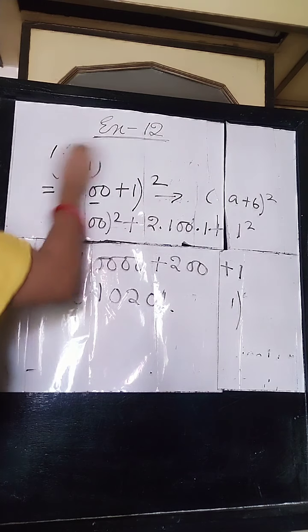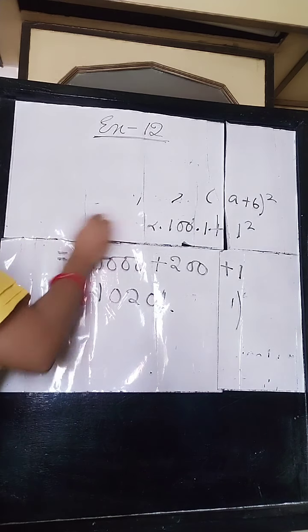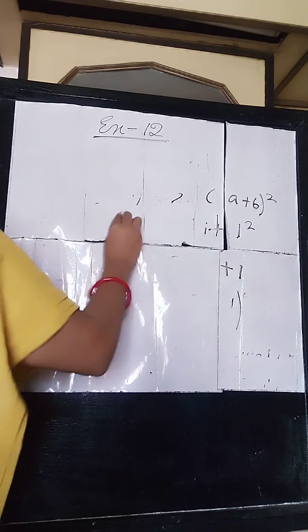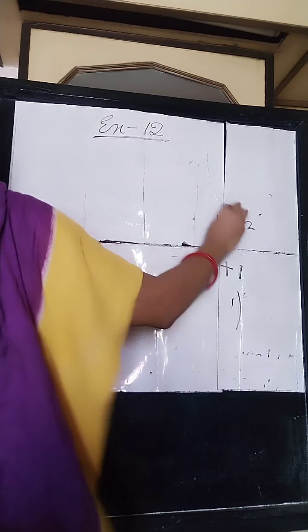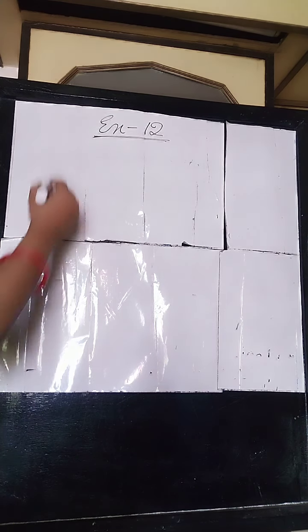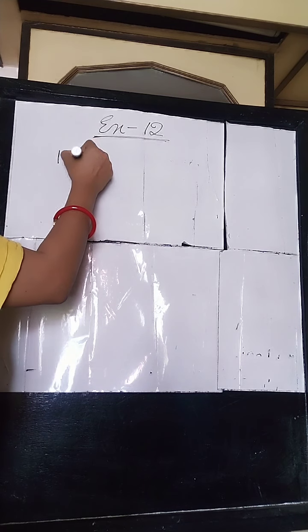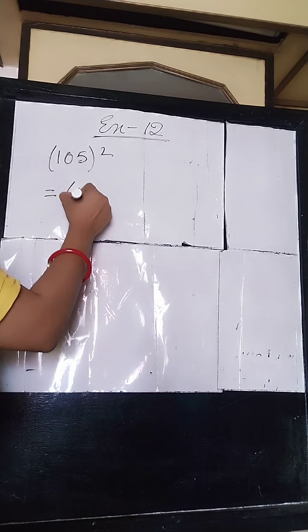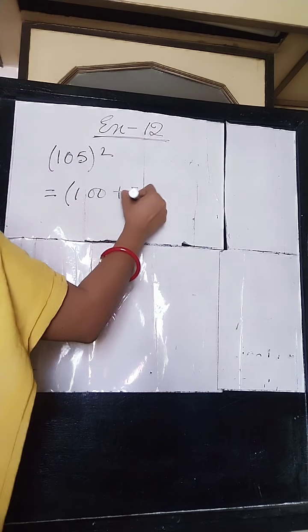See how easily we have solved this sum. Let's move on to another sum and see how we can apply the formula (a plus b) whole square in numerical values to find their value by applying the formula only and without doing multiplication. Suppose another sum is given like 105. We have to find the square of 105. So 105 we can very easily break into (100 plus 5) whole square.